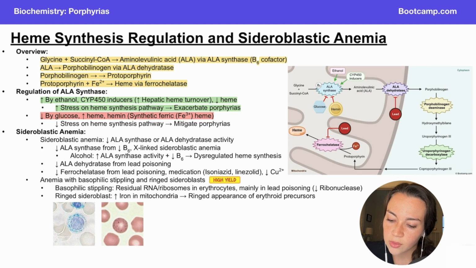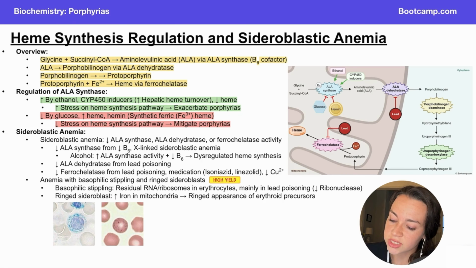And so just like how anything that increased stress on the heme synthesis pathway exacerbated porphyrias, anything that decreases stress on the heme synthesis pathway, so any of these things that we just talked about, are going to mitigate porphyrias. So this is a high yield point. Hemin, that synthetic heme that we can give therapeutically, plus or minus glucose, is a treatment regimen for some of the porphyrias, and we'll talk about that in the future videos.